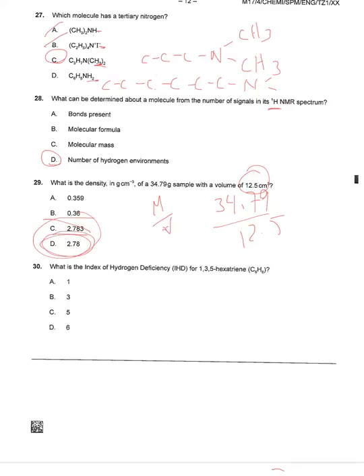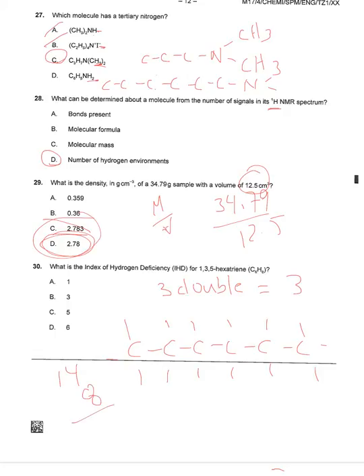And number 30, what is the index of hydrogen deficiency for 1,3,5-hexatriene? A couple ways you could do this. You could recognize that 1,3,5 is telling you that there's 3 double bonds, which could each be saturated and give you an index of 3. Or using my method, if you just drew it with the 6 carbons and saturated it with hydrogen and count them up, you would see that the saturation takes 14 hydrogen compared to the 8 given, which means you need 6 more hydrogen or 3 H2 molecules. Either way you think about it, B is your correct choice.